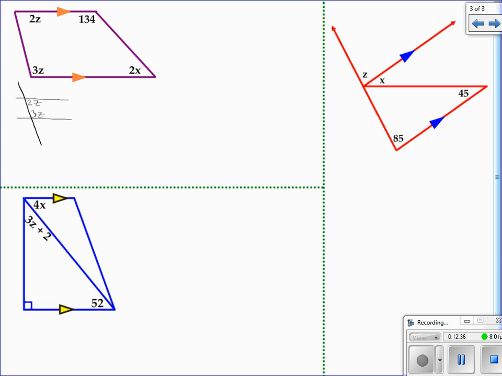Corresponding, alternate interior, alternate exterior, consecutive interior. They are consecutive interior. So are they equal or supplementary? These are the ones that are supplementary. So we've got 2Z plus 3Z equals 180. We divide. We get 36.